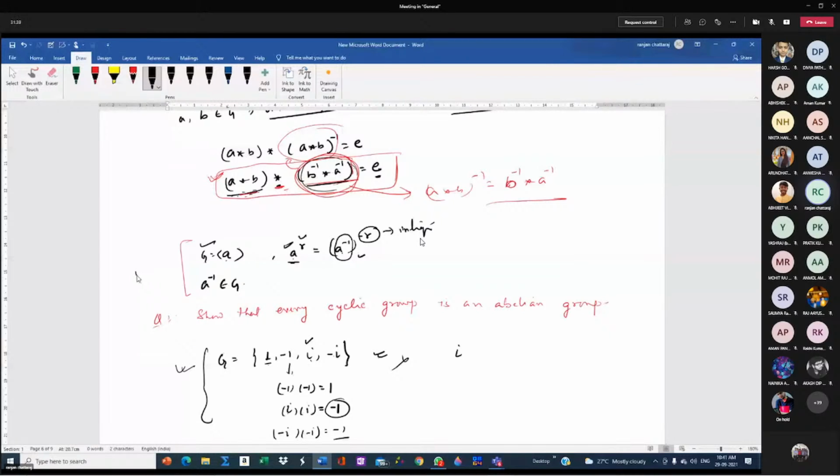So every cyclic group is an abelian group. Every cyclic group is an abelian group. How can you prove this one? Every cyclic group is an abelian group.